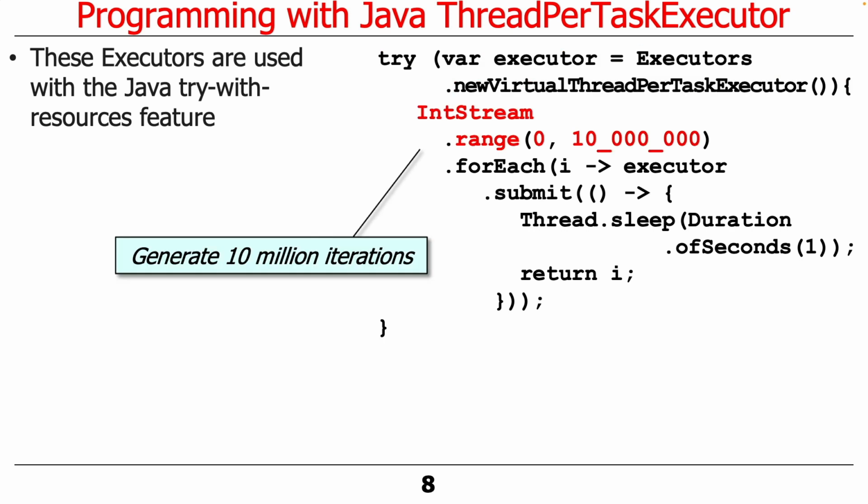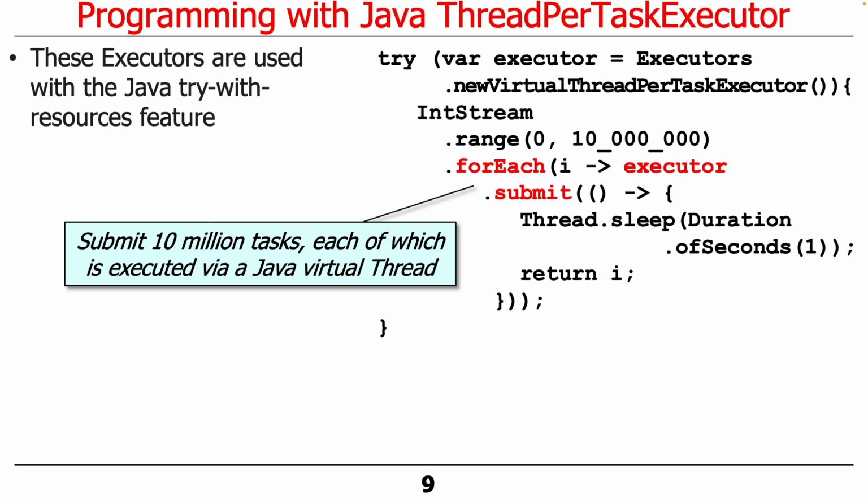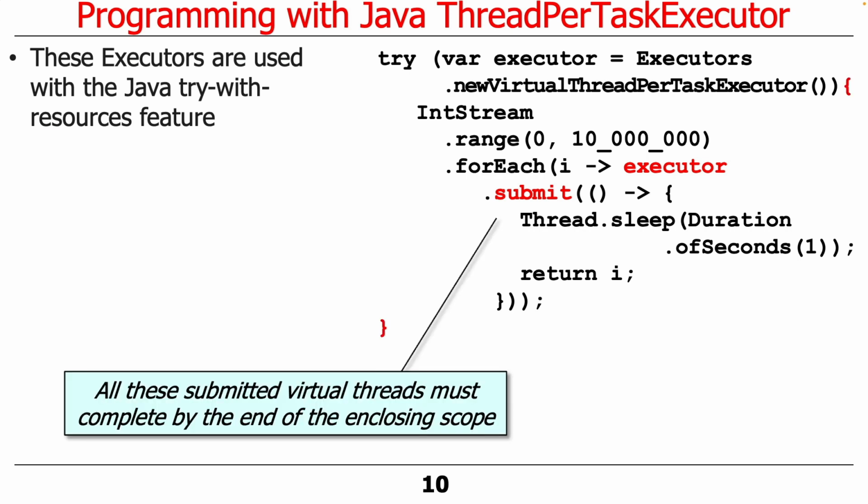So just to show how this works, let's go ahead and iterate for 10 million times. And each time we iterate, we're going to call submit on the executor, which will go ahead and create a new virtual thread. And in this particular case, that virtual thread will run this sleep call to sleep for a second. So we'll have 10 million threads all sleeping for a second, which should take about a second to run, give or take. Probably take a little bit longer than a second, but in the range of a second. Won't take 10 million seconds, that's for sure.